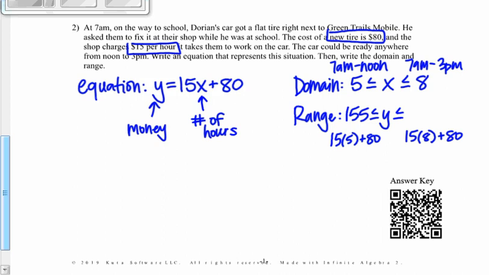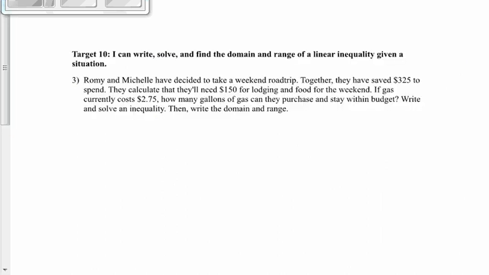And I'm just putting this into my calculator. And that would be a maximum cost of $200. On the back, it's pretty similar, but we're going to use an inequality instead of an equation to start with, and we're going to solve that inequality.